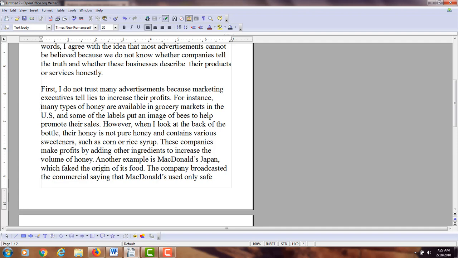However, when I look at the back of the bottle, their honey is not pure honey and contains various sweeteners, such as corn or rice syrup. These companies make profits by adding other ingredients to increase the volume of honey.